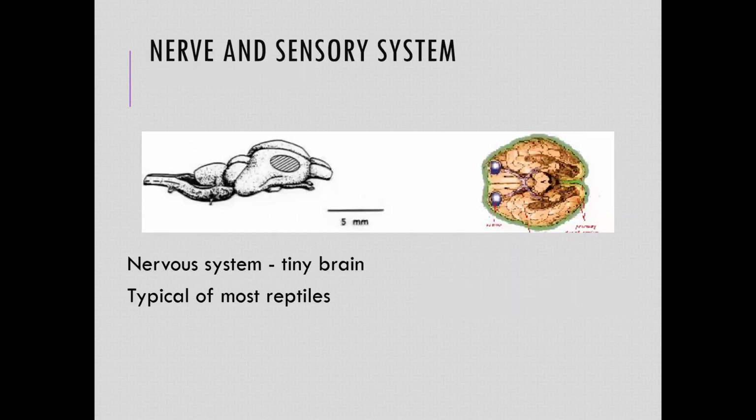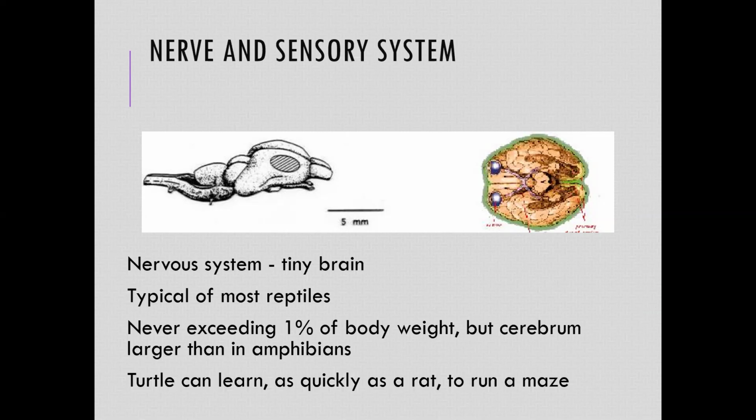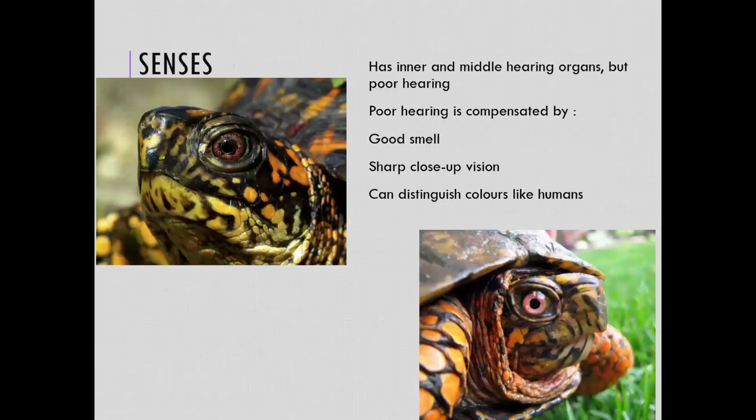Okay, we move to the nerve and sensory system. They have a tiny brain, but their cerebrum is larger than amphibian. But if we compare with another reptile, turtle is, I think, the most intelligent of that kind. Okay, in their senses, they have inner and middle hearing organ, but very poor hearing. But they have a good smelling sense, and they have a sharp close-up vision, and some species can distinguish color like humans.